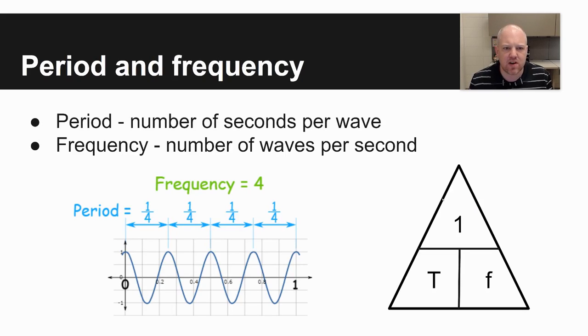There's also a relationship between period and frequency. Period is the number of seconds per wave, and frequency is the number of waves per second. As the picture on the bottom left shows, if you have a period that's 1/4 of a second, you have a frequency of 4, because you'd have 4 waves per second if each wave is 1/4 of a second. These two terms have an inverse relationship. The triangle on the bottom right of this picture shows T for period in seconds and F, frequency, measured in hertz. 1 is at the top of this triangle. So 1 divided by one of these values is going to give you the answer to the other. If the frequency is 4, the period would be 1 divided by 4.